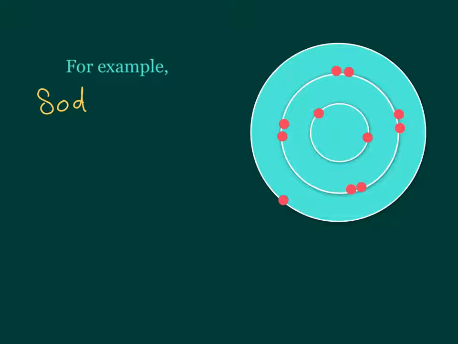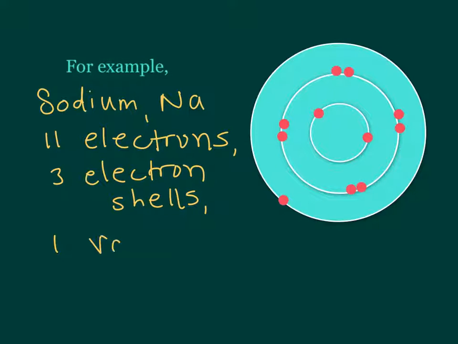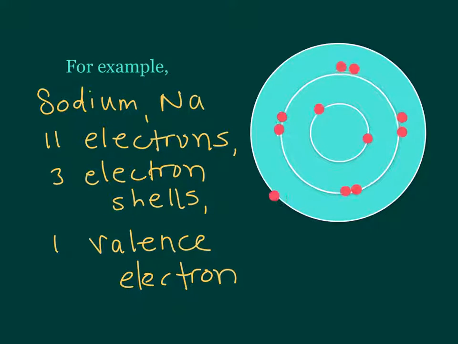Sodium atom has 11 electrons in total, 3 electron shells, and 1 valence electron. The electrons are found orbiting the nucleus.